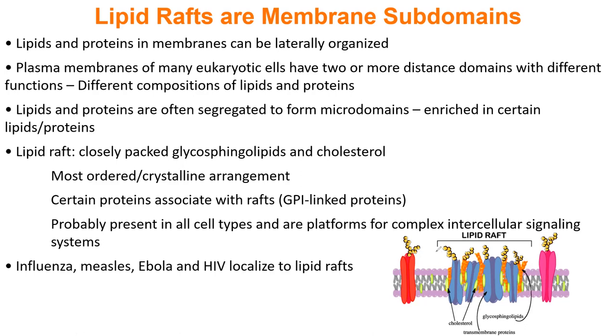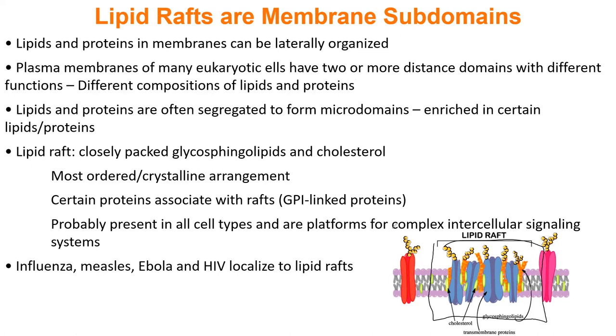So here's an example of a lipid raft, right? Green being cholesterol, blue being proteins, and then you have some glycophospholipids in orange. And so these travel together as a domain. And it's similar to the domains we talked about in proteins, where it's just an area of localized structure and function, right?